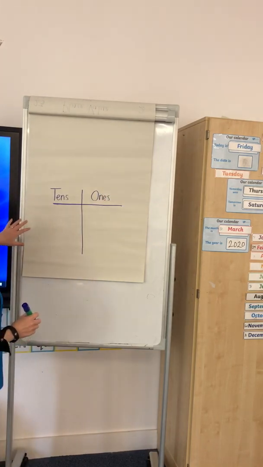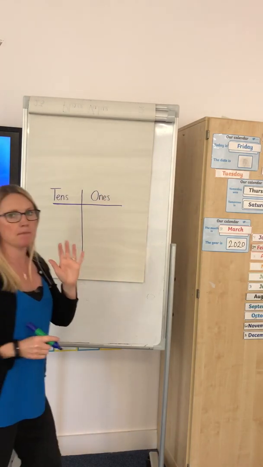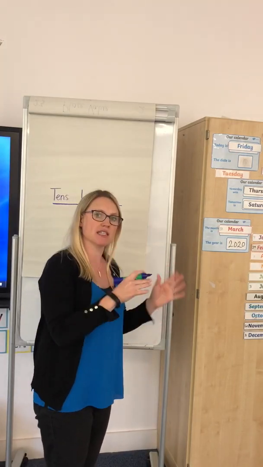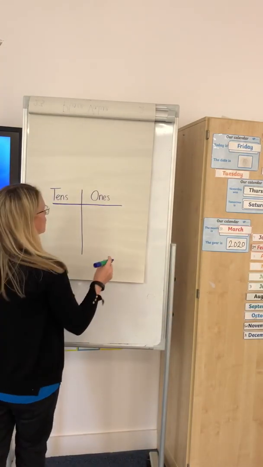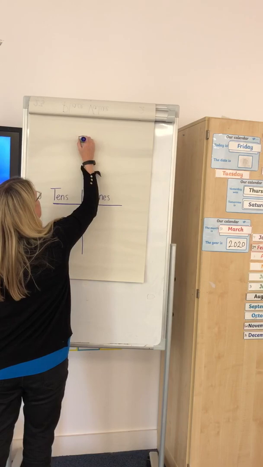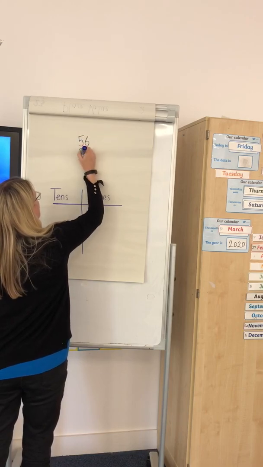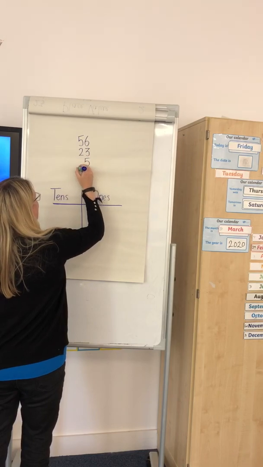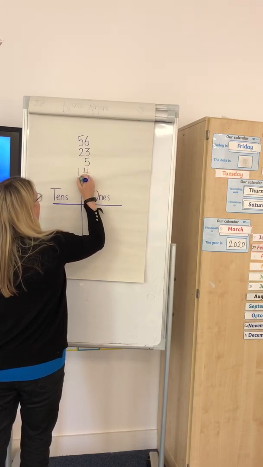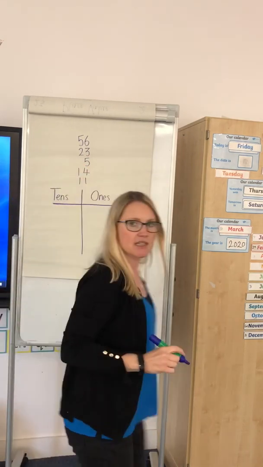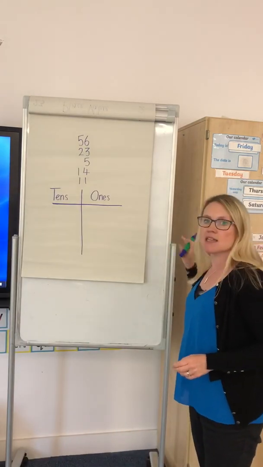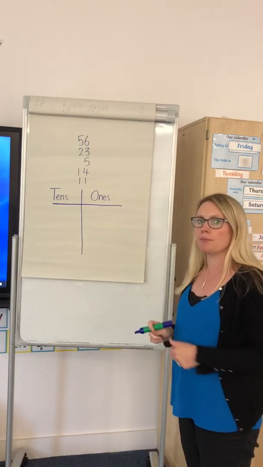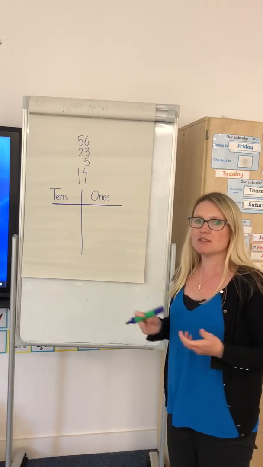Okay, I'm going to give you 5 numbers that I want you to put into the 10s and 1s columns. So we're going to put 56, 23, 5, 14 and 11. See if you can put those numbers into the correct column. And then we'll do it together and see if we got it right.